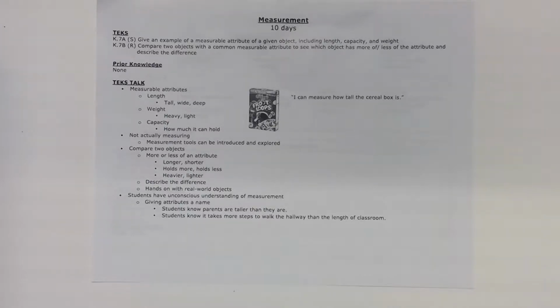In this video, we'll be looking at measurement in kindergarten, K.7a and K.7b. Students will be using objects to describe the measurable attributes, including length, capacity, and weight. And they'll also be comparing two objects using a common measurable attribute. The students then have to describe which one has more or less of whatever that attribute might be.